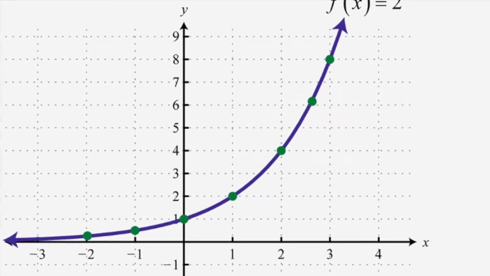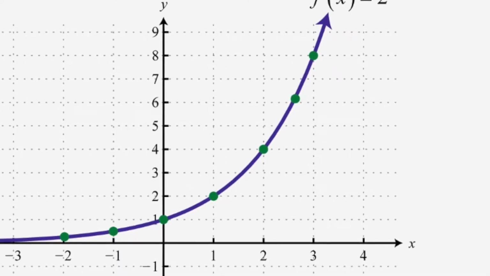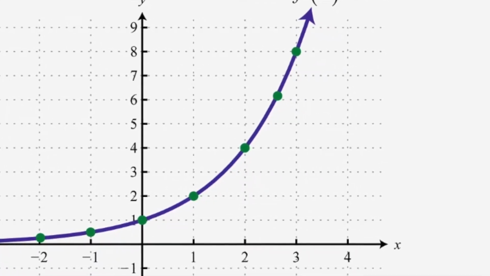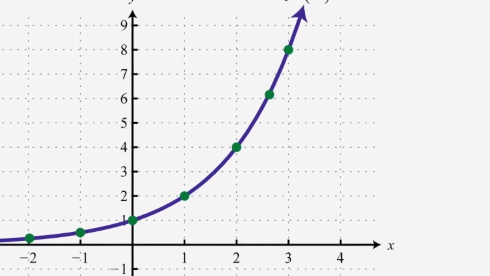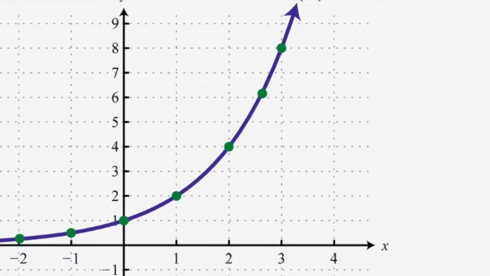To find the domain and range, you have to observe the graph. The domain is the set of possible x values that will make the function work and will give you y values. The range is the resulting y values we get after substituting all the possible x values.